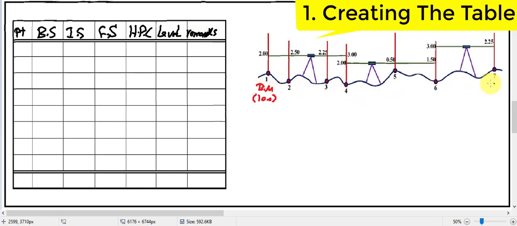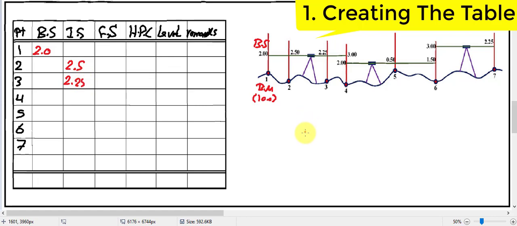We have here 7 points. So this is point 1, point 2, point 3, 4, 5, 6, and 7. Let's start with point 1. The first reading in any setup, we called it in the last video backsight. So the reading on point 1, we will put in the backsight column, 2 meter. Point 2 is intermediate. It's not the first reading or the last reading. So we will put it in the intermediate column, 2.5. The third point is intermediate also.